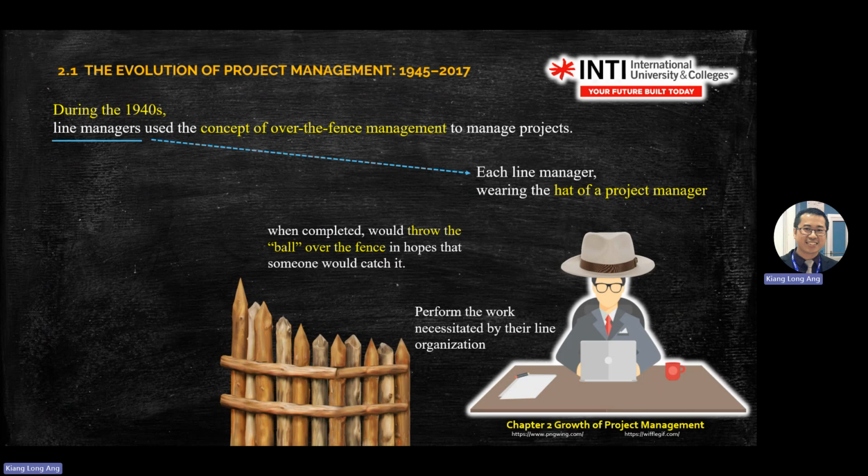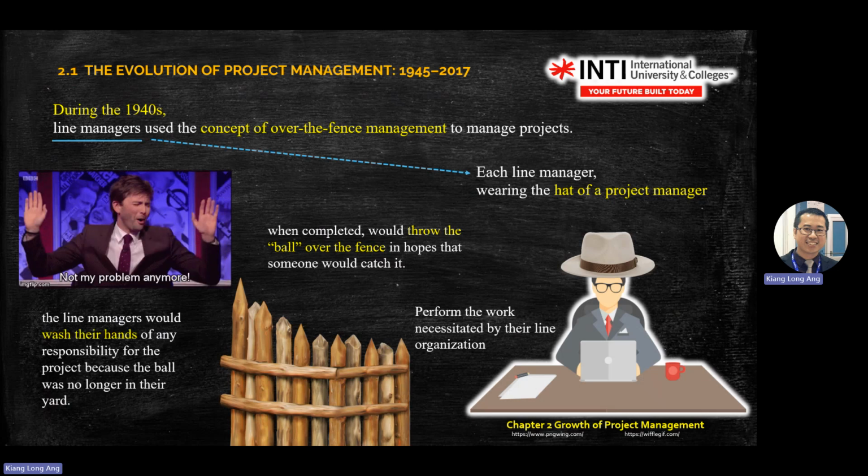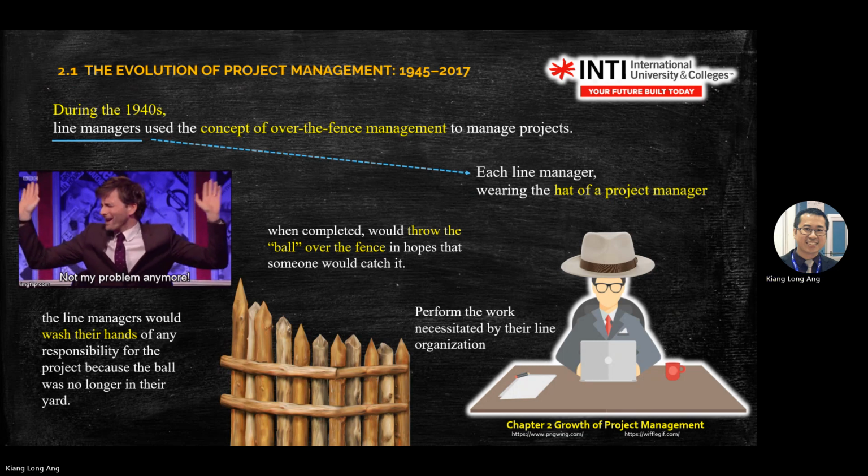And then when the job completes, they will throw the hat over the fence and let the other people take charge. It means they use the concept of over the fence management, they only look after the project during a certain time. Once it is completed, it is handed over to other people, and the project manager or the individual is no longer in charge of that. So over the fence is just throwing over the role after it's completed. In short, wash hands. It's not his business anymore. All right.